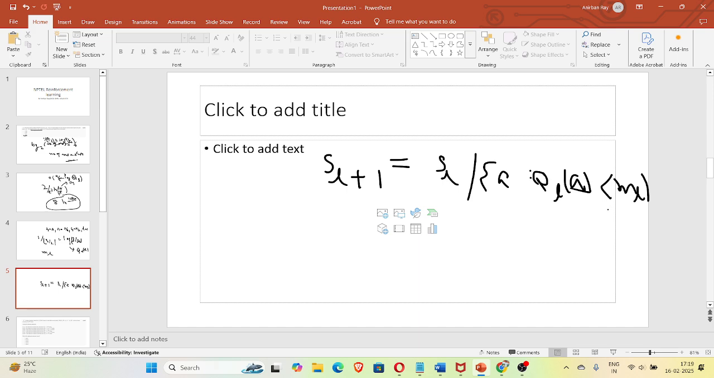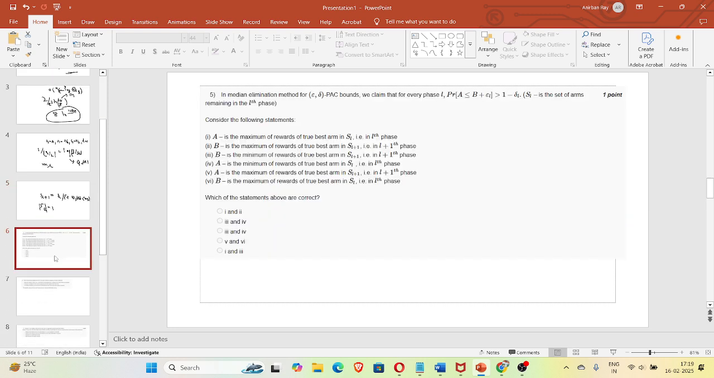After that we update epsilon_l and l plus 1. We do this until we are left with only one arm, so that S_l equals 1. So this is the algorithm of the median elimination method, and the naive approach is also there. Moving on, the proofs are also there in the lectures.